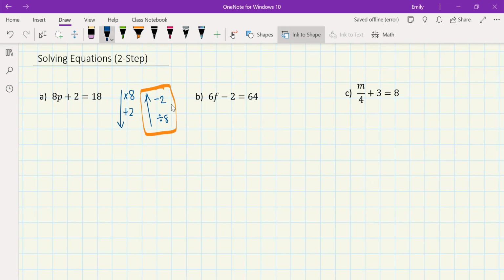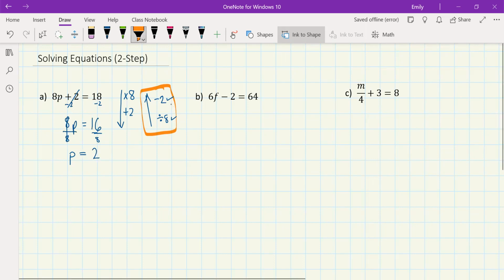So let's take away 2 from both sides here. So plus 2 minus 2 goes. I'm left with 8p is equal to 18 minus 2 is 16. So I've done that. I've taken the 2 away from both sides. Now I'm going to divide both sides by 8. Divide by 8. Divide by 8. Now 8 over 8 is 1, so I end up with 1p or just p. And 16 over 8 is 2. And that is my answer. Got the answer there.